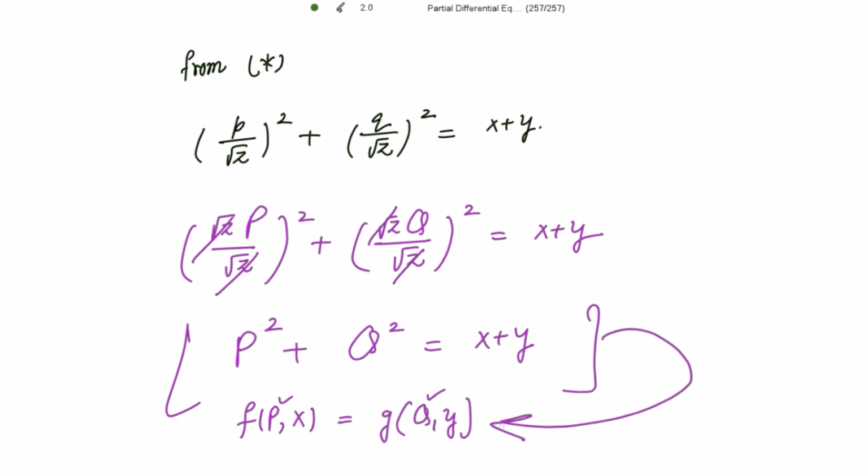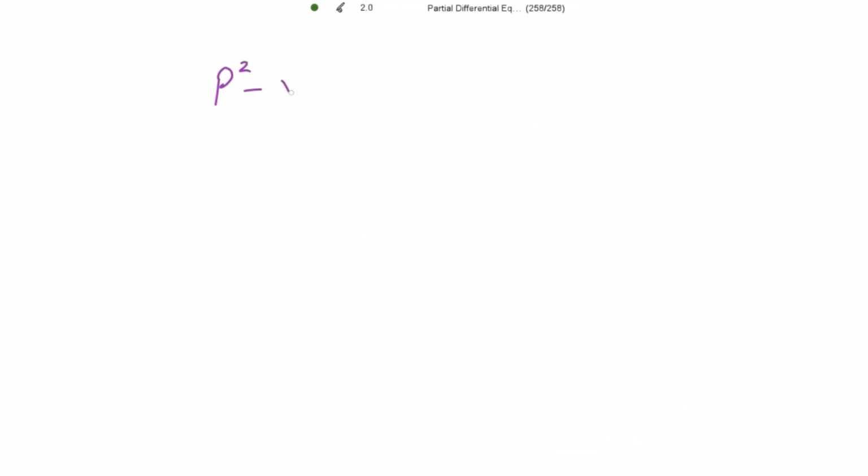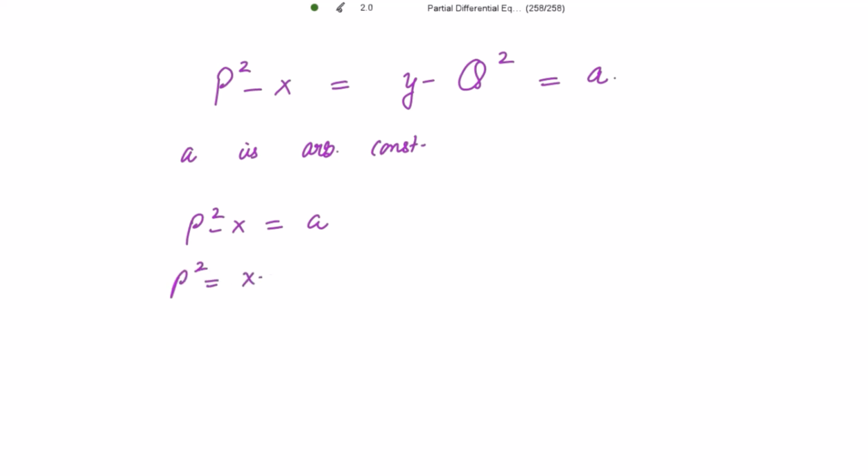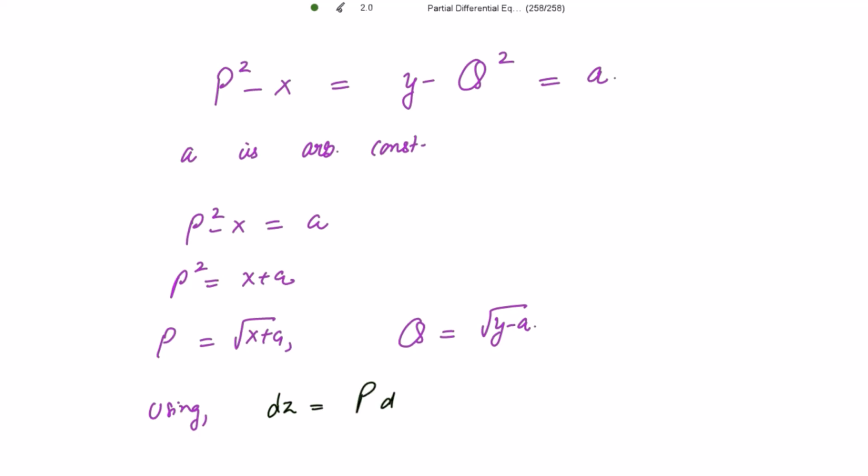Changing to this format, we have P² − x = y − Q², and taking all these equal to small a, where a is a constant. When P² − x = a, we get P² = x + a, and capital P is √(x + a). Similarly, capital Q is √(y − a). Then dz = P dx + Q dy.